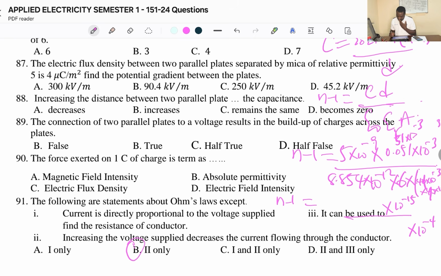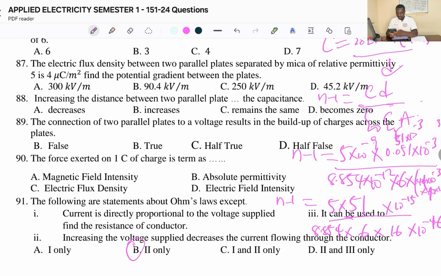4 times 4 will just be 16. So here, then we have 6 times 6. Then times this one, 10 raised power minus 12, as that will be 16. So we just have 8.854, right? Then here, then I have my 5 times 51. Okay. So we have this.